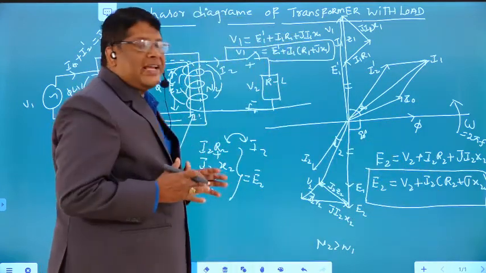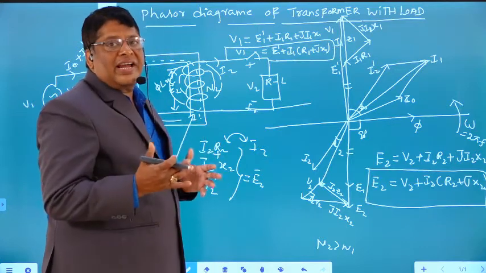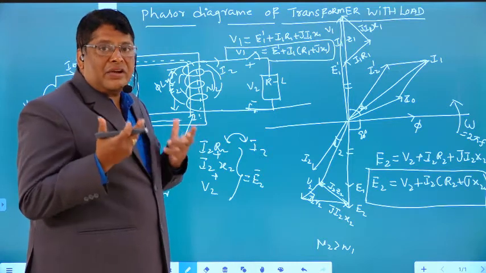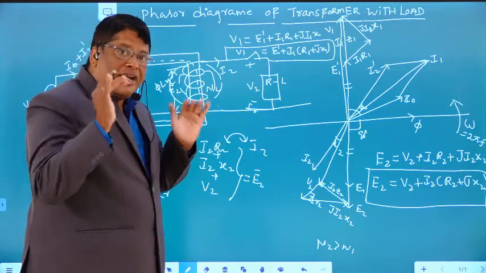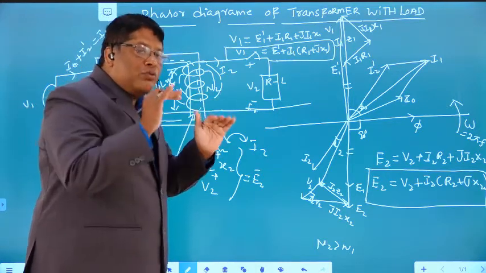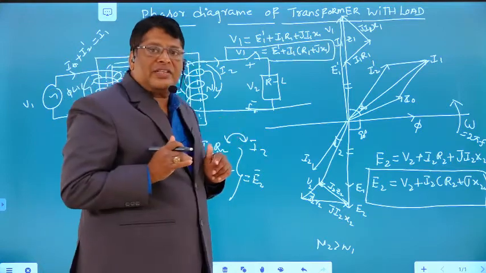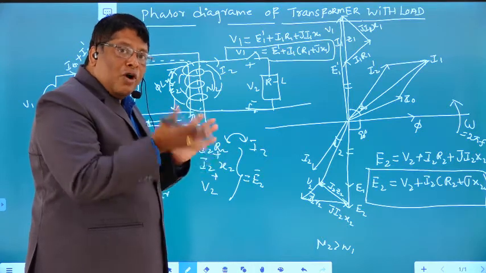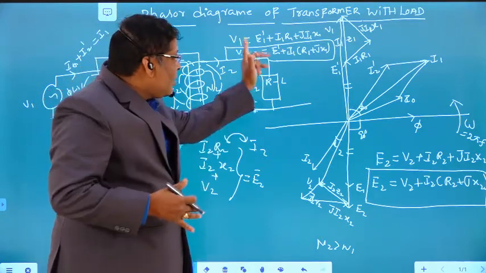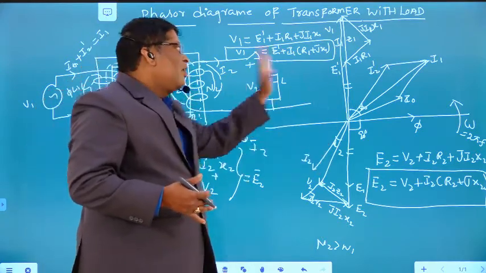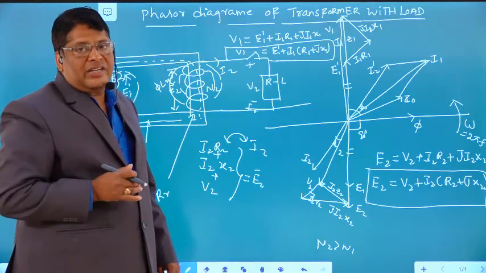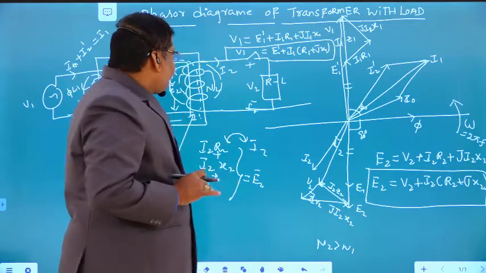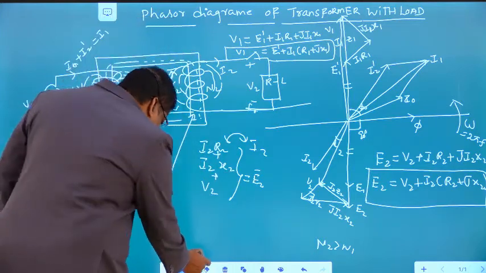After the phasor diagram, finally we can get the voltage equations. The voltage equation is nothing but a model of the physical things which are happening in a transformer. In that manner, we are modeling the physical things by means of an equation that we get from the phasor diagram of a transformer. So this is the phasor diagram of the transformer.